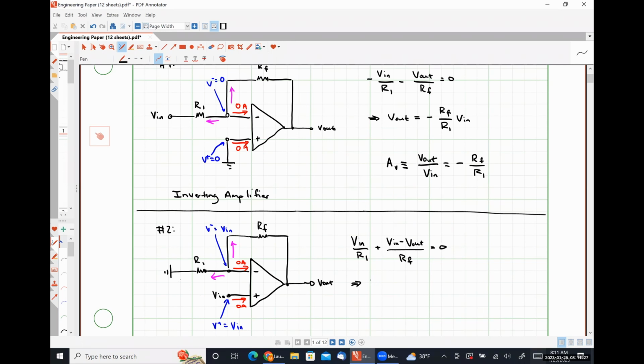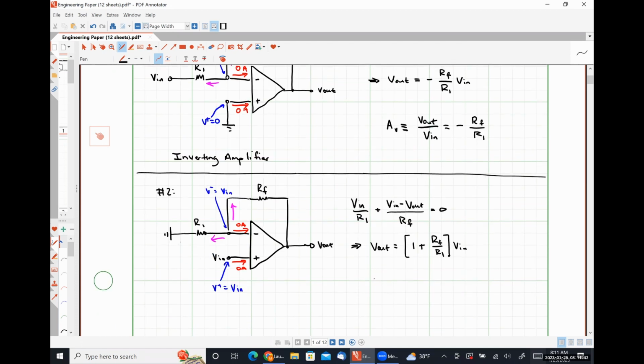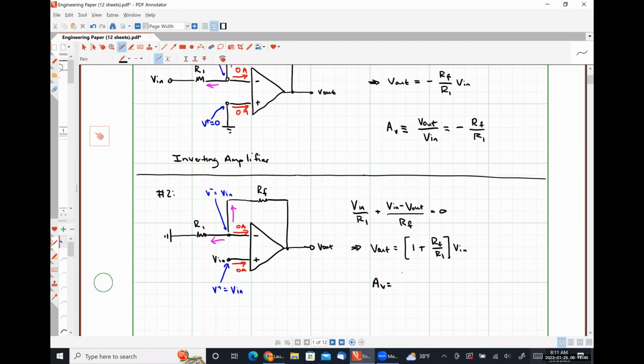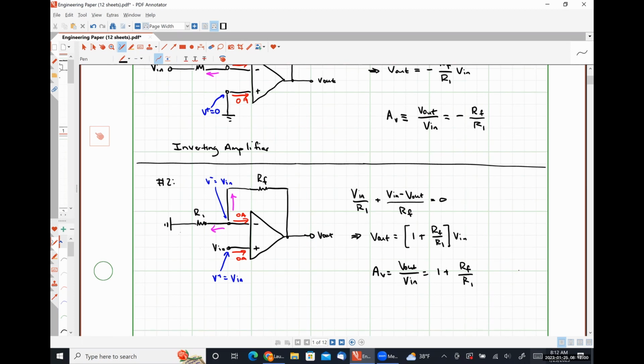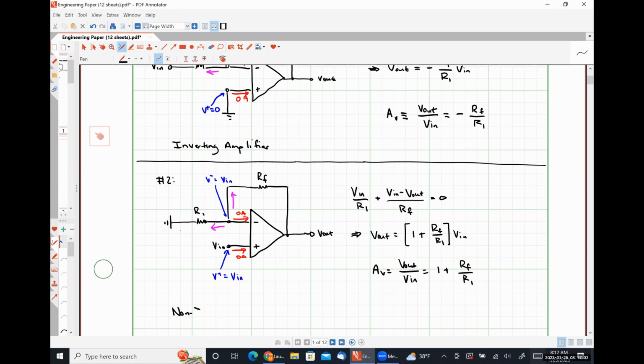And with a little bit of algebra, we find that V out will be equal to 1 plus RF over R1 times VN, which means our voltage gain for this particular configuration, again, voltage gain is nothing more than the ratio of the output voltage to the input voltage, is 1 plus RF over R1. So this is the non-inverting amplifier.